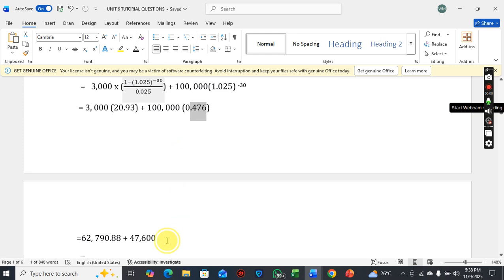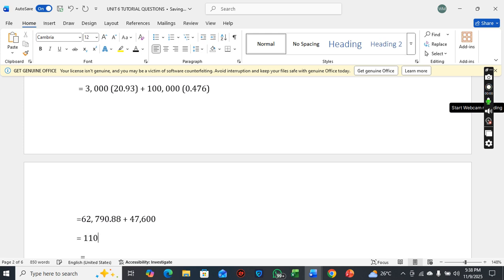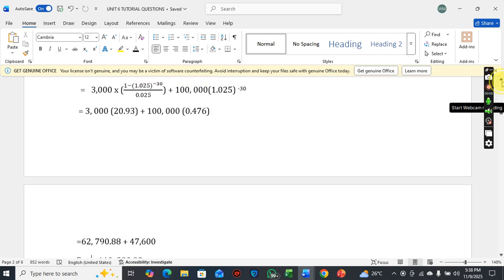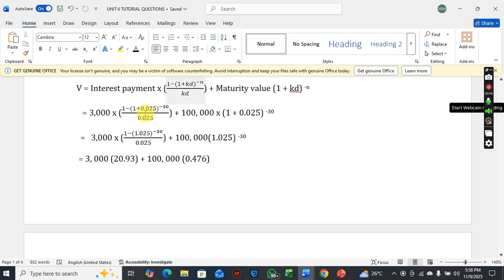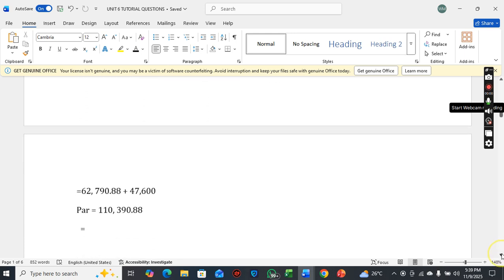Okay, so when you add these two, you get 110,390.88. This is the price of the bond. Sorry, I think there is somewhere where I get mixed, the bracket. So you need to work out the top part first, get your answer, then divide. Don't divide first, then subtract. Okay.